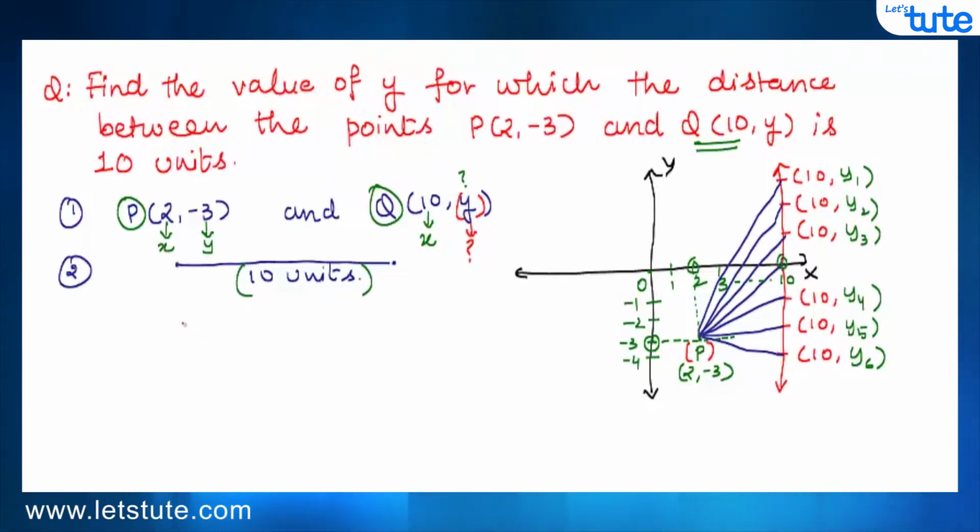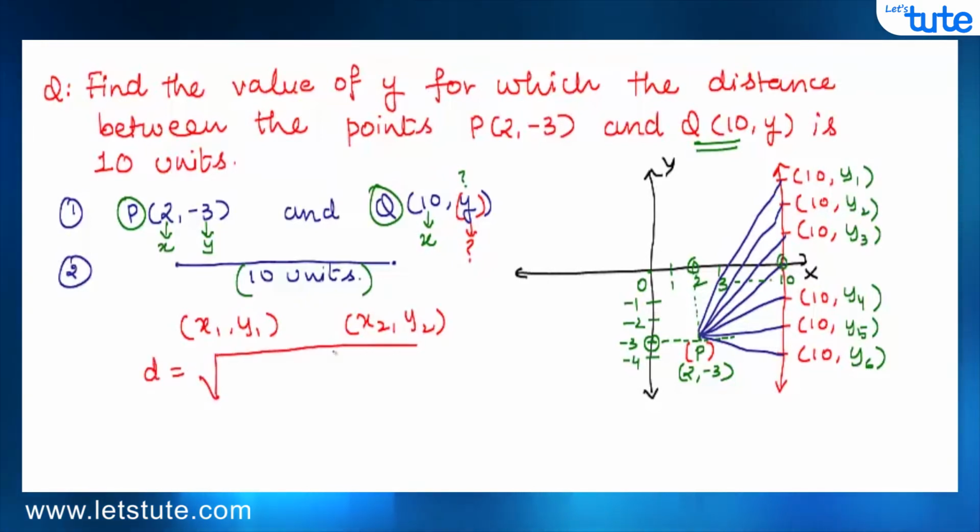The distance formula says when you have 2 points (x1, y1) and (x2, y2), you can find the distance between them with this formula: D, the distance between them, equals the square root of (x1 minus x2) the whole square plus (y1 minus y2) the whole square. In our case, D is this distance, that is 10 units. Our x1 is 2, y1 is -3, x2 is 10 and y2 is y.